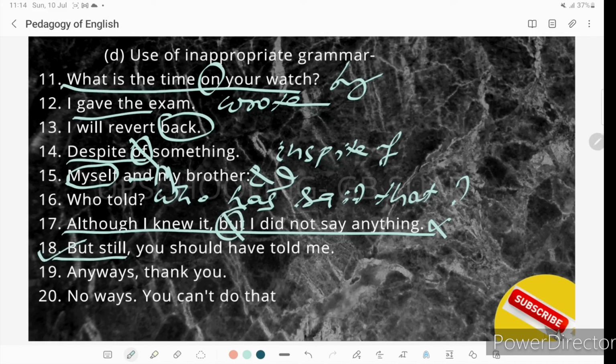But still, you should have told me. But and still दोनों एक जगह नहीं आते हैं. अब खाली बोलिए, still you should have told me.